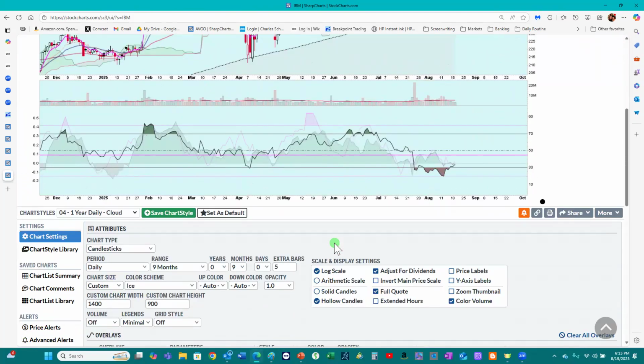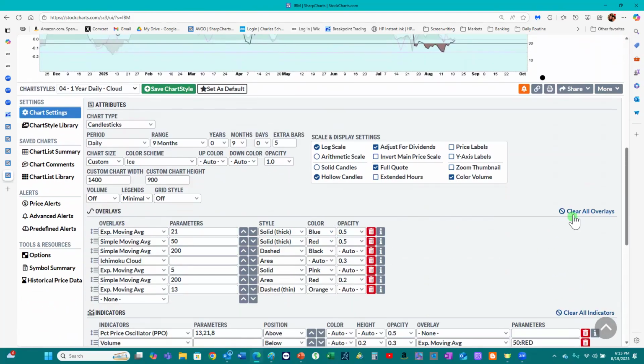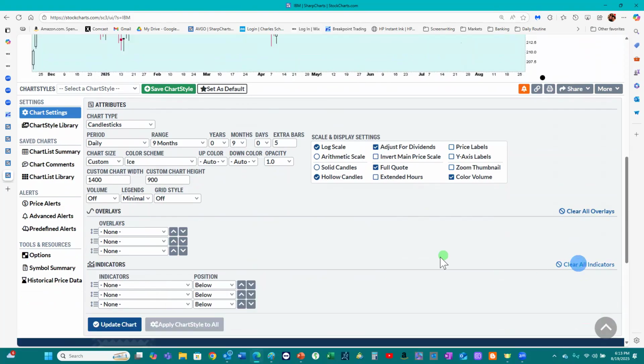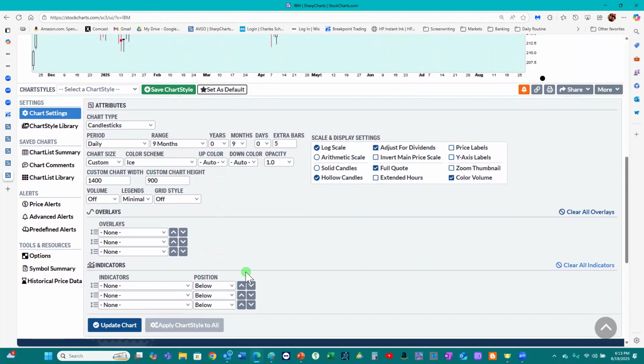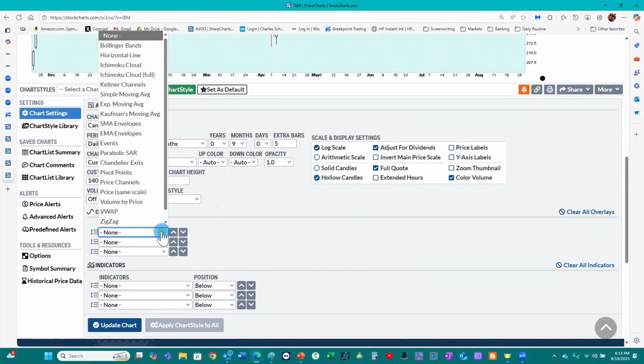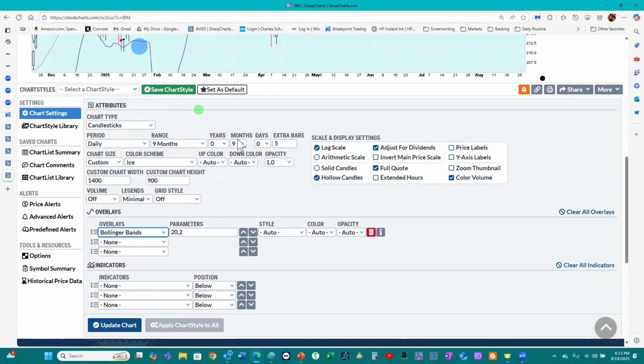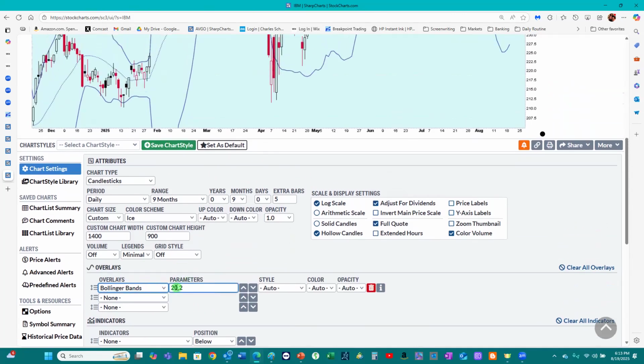First, let me get rid of all of these. And then let's build back in the Bollinger Bands. So the default for Bollinger Bands is 20. It's a 20 period. I always like to use 21 just because it is a Fibonacci level. But you don't have to do that.